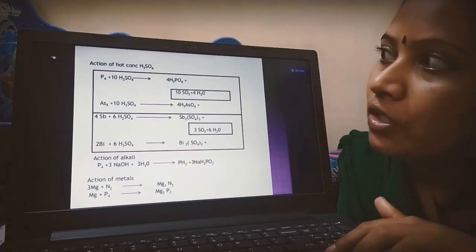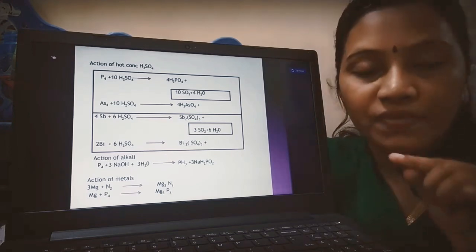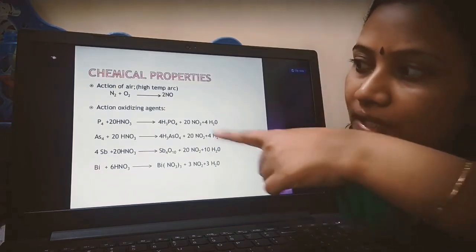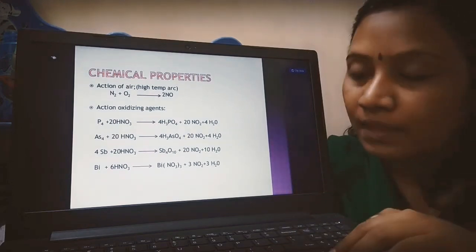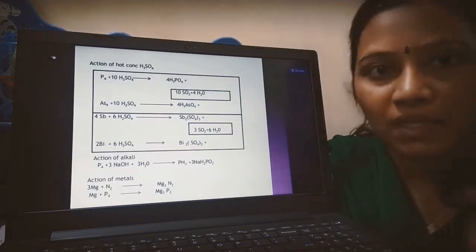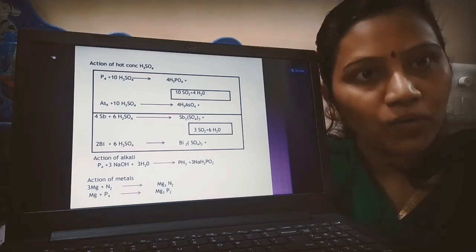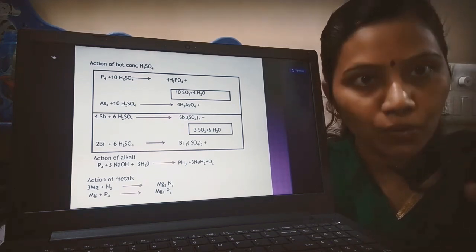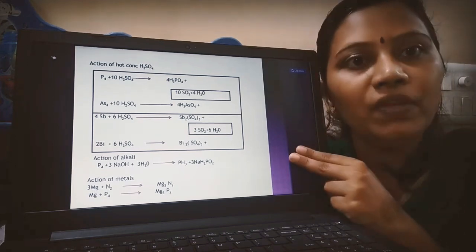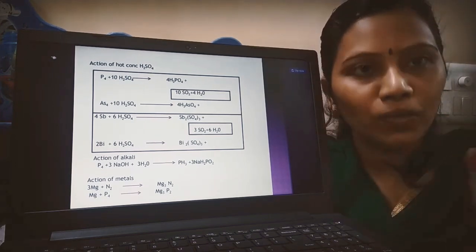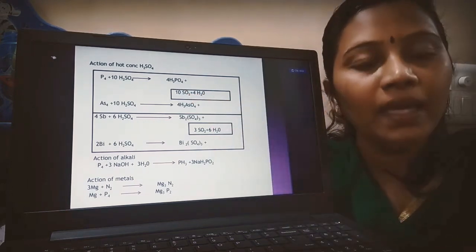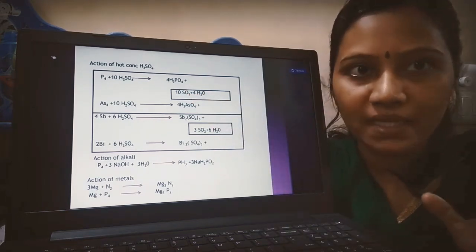We have seen the reactions with oxygen as well as with nitric acid. Now the next reaction is with sulfuric acid. Just as I told you a small hint for nitric acid, that the compulsory end products should be NO2 and water, similarly when you add sulfuric acid, you can close your eyes and say SO2 and water will be the compulsory end products.